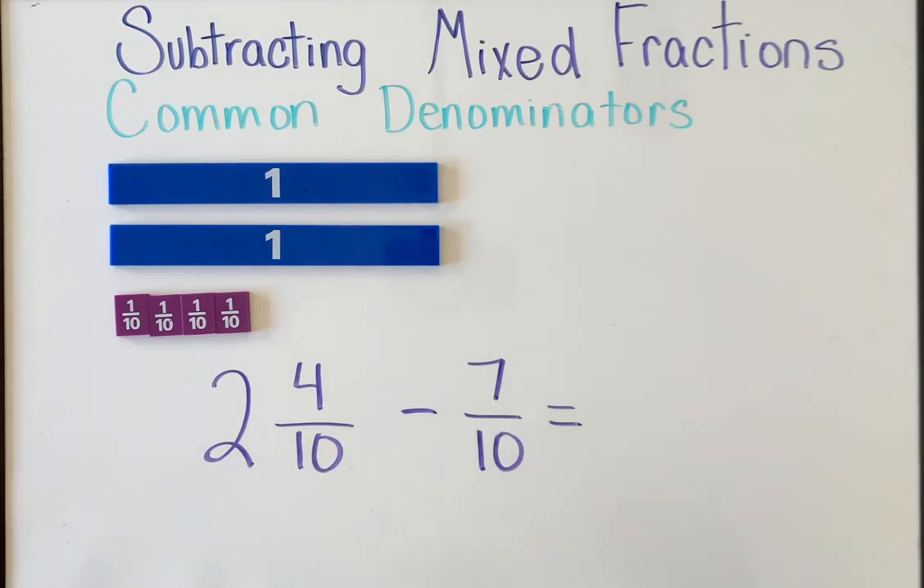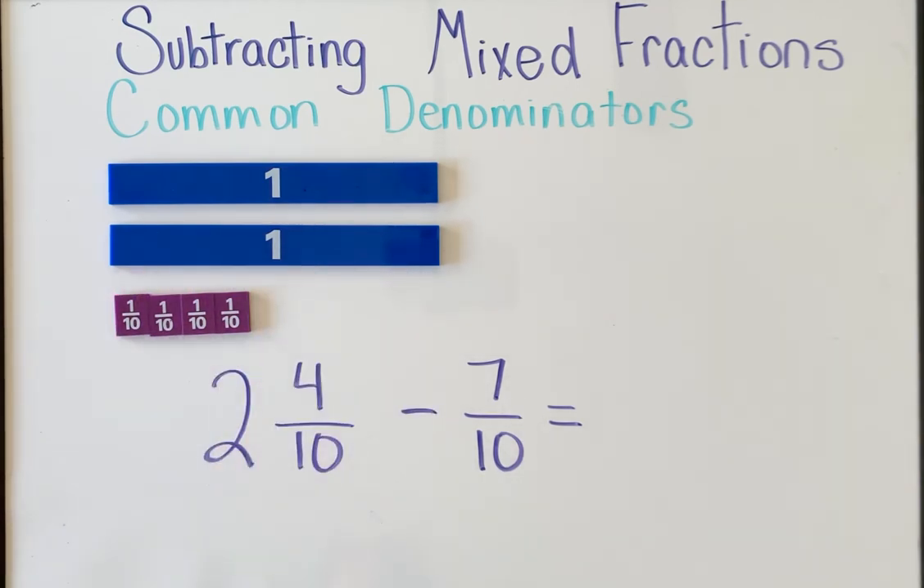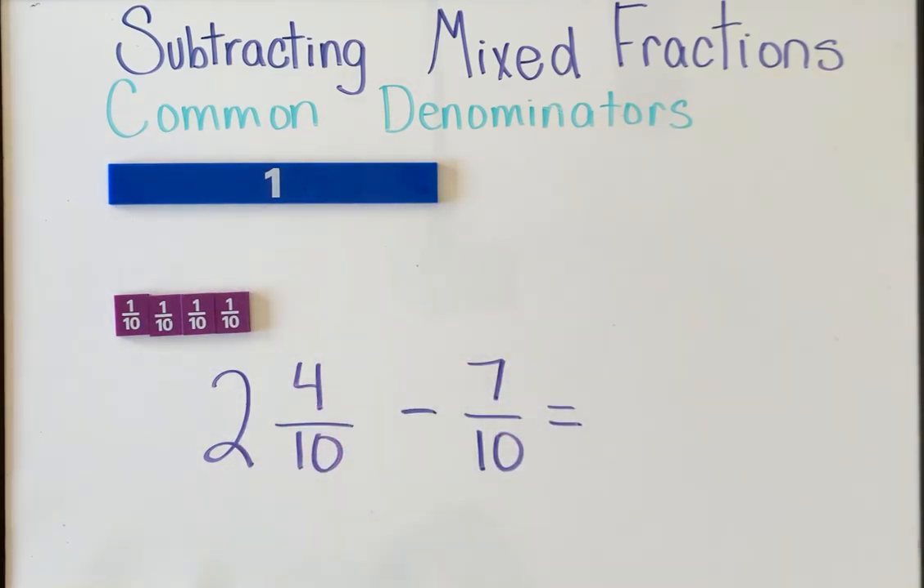Where are we going to get those tenths? That's right, we're going to get them out of one of these wholes. We need to turn one of these wholes into fractional pieces so that I can therefore go ahead and start subtracting out those 7/10 that I need to. So to do that, I'm going to take this whole and we are going to replace it with 10/10.